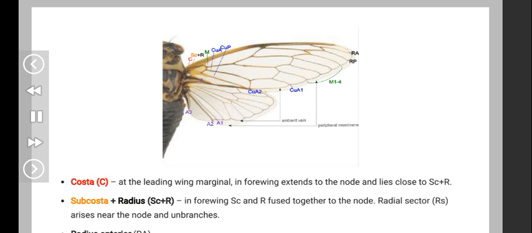Media M branches to M1 to M4. Cubitus anterior CuA branches to CuA1 and CuA2. Cubitus posterior CuP unbranched. Anal veins behind the cubitus, 1A and 2A fused in the forewing, CuP and 2A are folded. Also notice there are the ambient veins and peripheral membranes on the margin of both wings.